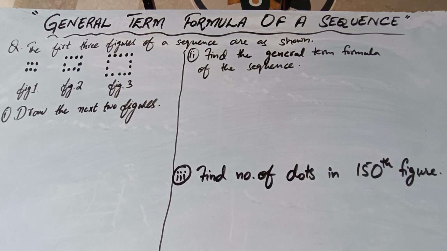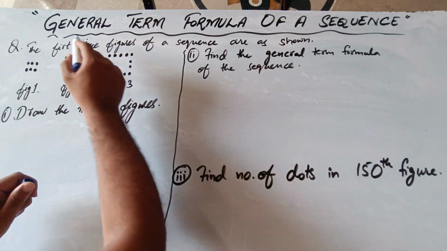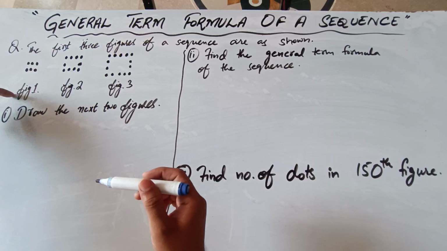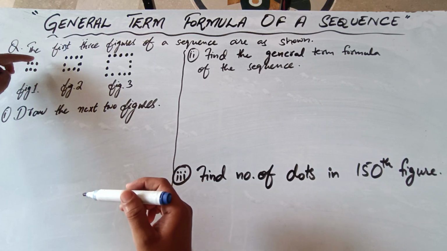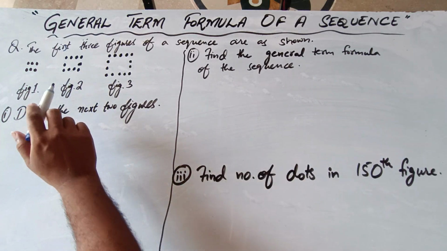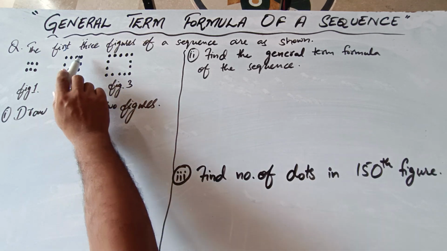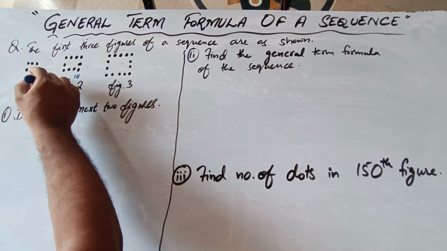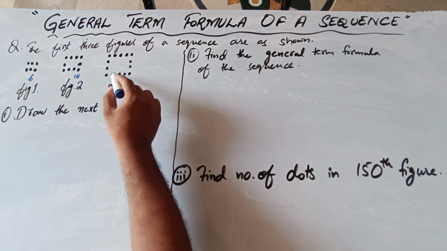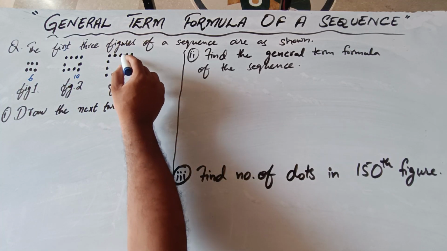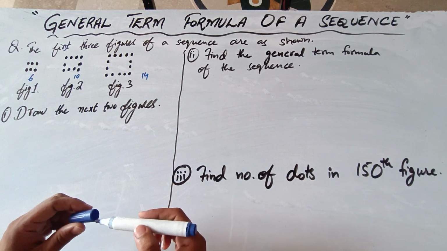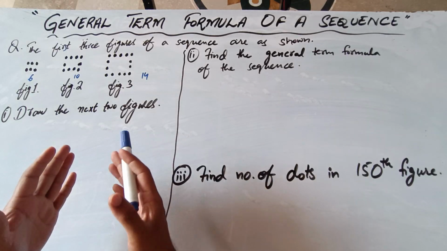Now let's look at this question. The first 3 figures of the sequence are as shown. In the first figure, how many dots are there? 1, 2, 3, 4, 5, 6. In the second figure, 1, 2, 3, 4, 5, 6, 7, 8, 9, 10. So in this figure 10 dots are there. In the first figure 6 dots are there. In the third, 1, 2, 3, 4, 5, 6, 7, 8, 9, 10, 11, 12, 13, 14. 14 dots are there. So we need to analyze the problem first very attentively.